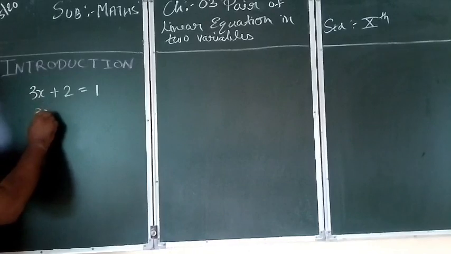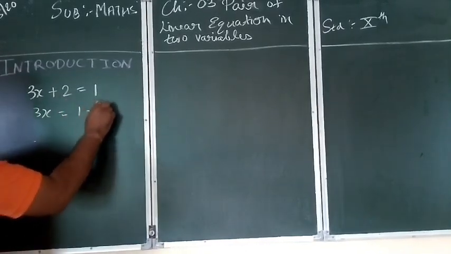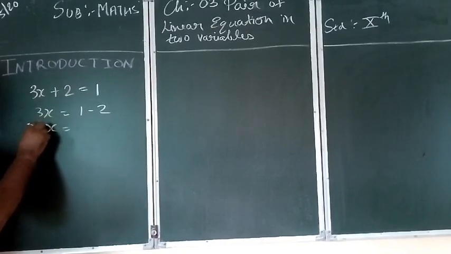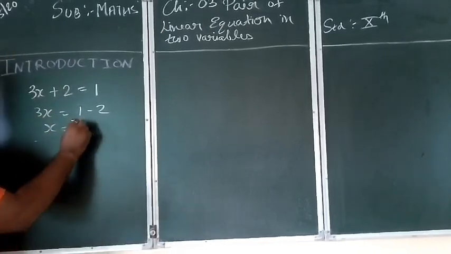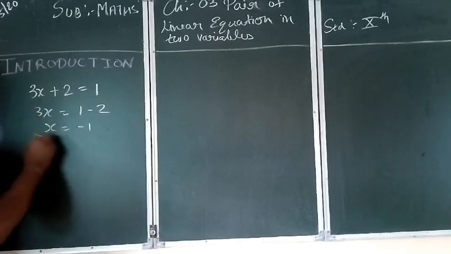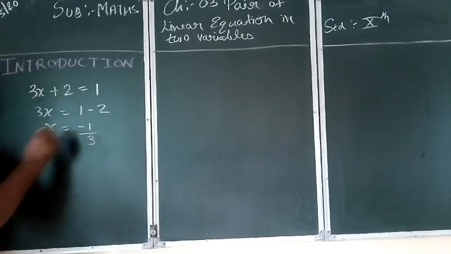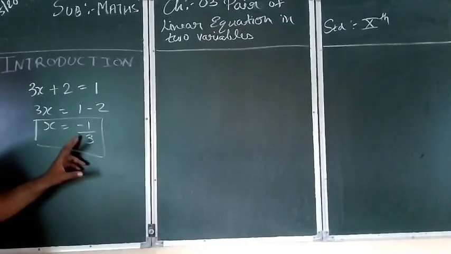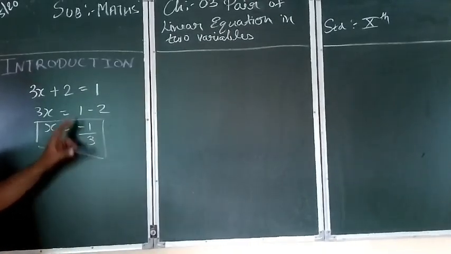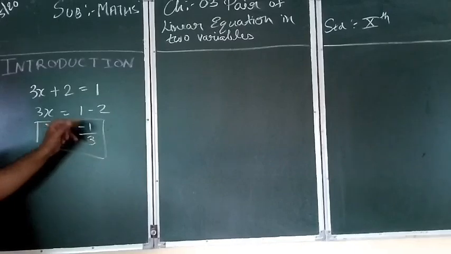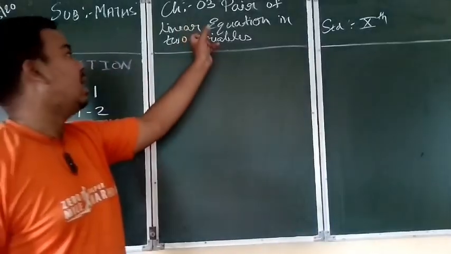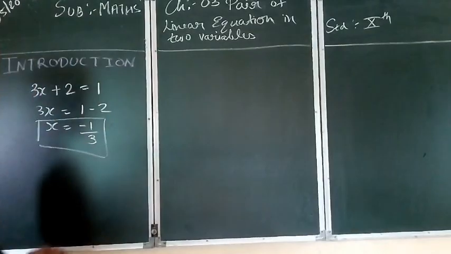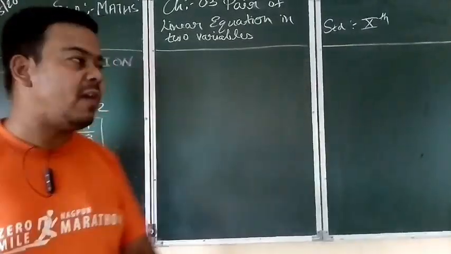So for 3x, what to do? 1 minus 2. So x is equal to, now 3 is here, so we divide. 1 minus 2 is minus 1, and 3 will come here. So the answer is minus 1 by 3. This is a one variable equation. This is a linear equation in one variable, but here we are talking about linear equations in two variables, which means we use two variables.